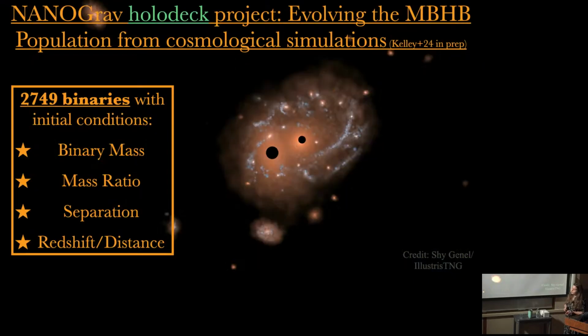Then we use a code called Holodeck that I'm helping develop as part of the NANOGrav collaboration that's led by Luke Kelly, who's hopefully watching. Hi. We extract the initial conditions of these massive black hole binaries from cosmological simulations, and we come up with a sample of 2,749 binaries with initial conditions such as binary mass ratio, separation, and their redshift or distance to us. So we get some kind of census of the massive black hole binary population that should be out there from cosmological models.